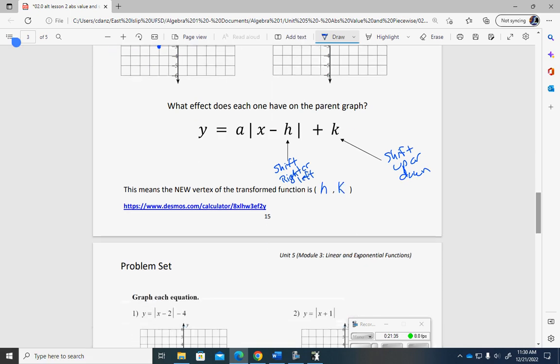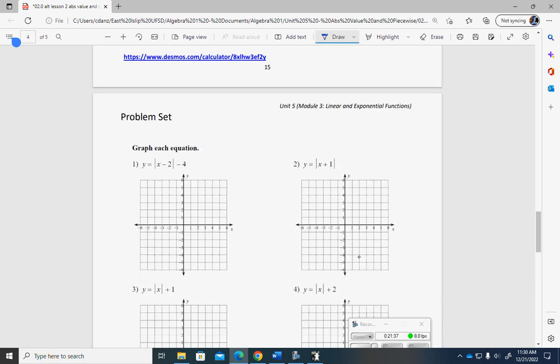Your homework is to graph using your shifts. You could always double check yourself on your calculator. So remember, this shifts right, and this shifts down, right 2, down 4. That point I just wrote is your vertex. And go up 1 over 1 on each side.